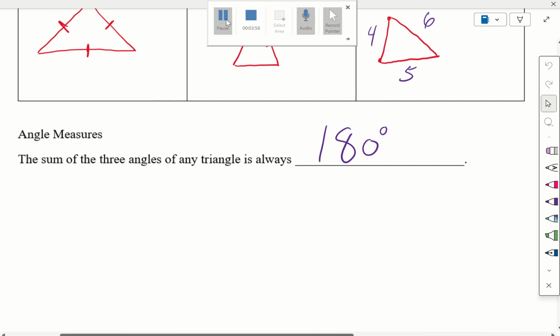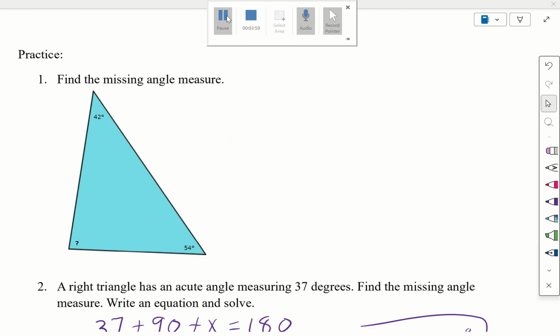Okay, pause the video now. Make sure you get that down. Try this problem out on your own. Remember, all three of the angles, when you add them up, will equal 180. I recommend you call this missing angle x.